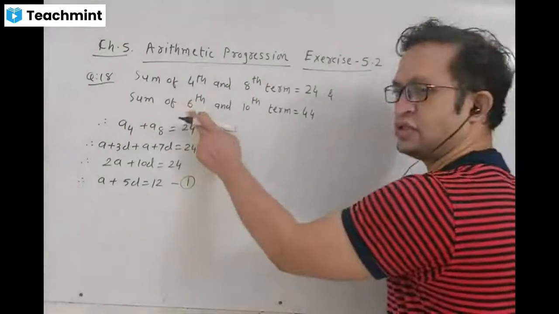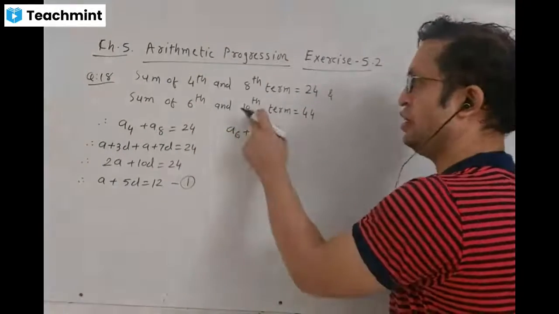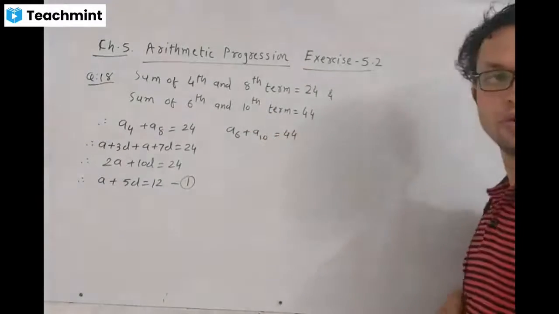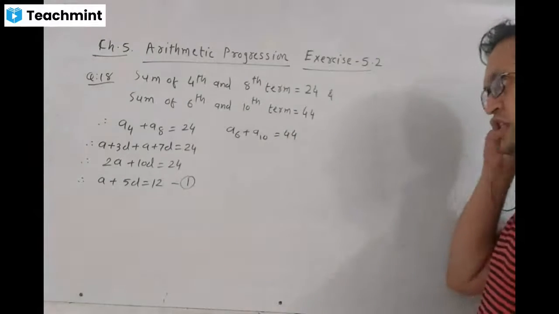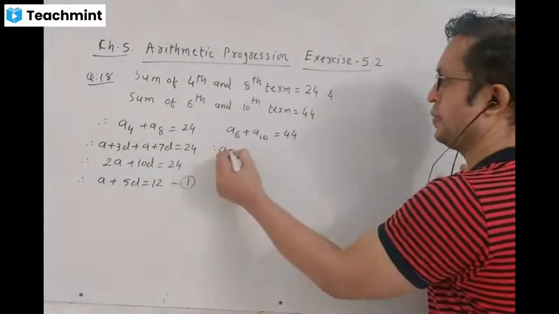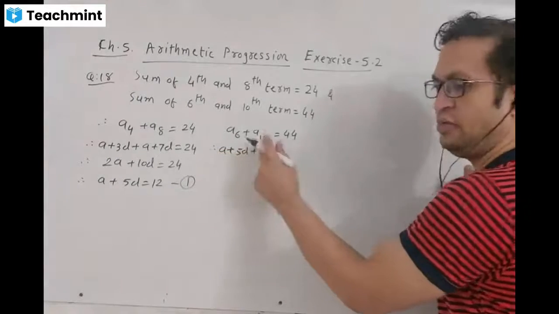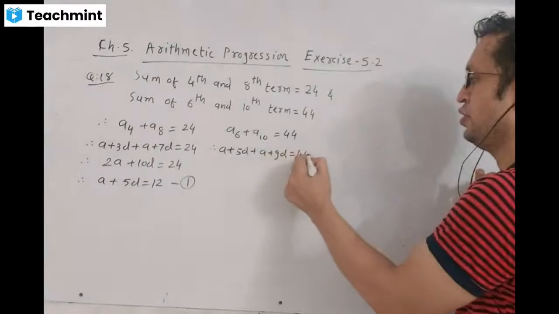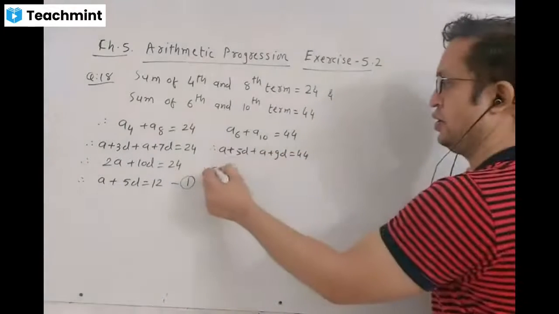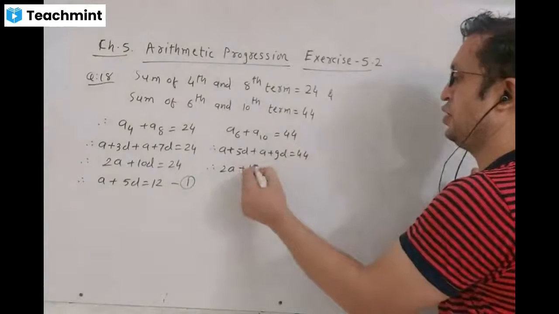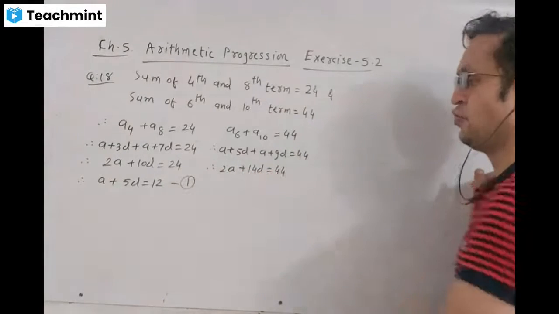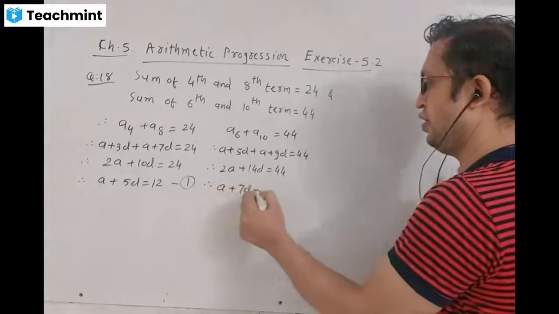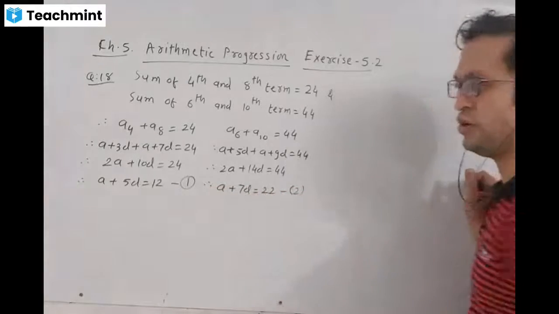And the sum of the sixth term and the tenth term: A6 plus A10 is equal to 44. A6 means A plus 5D, and A10 means A plus 9D. A plus A is 2A, and 5D plus 9D is 14D, which is equal to 44. Dividing the whole equation by 2, A plus 7D is equal to 22. That is equation number 2.